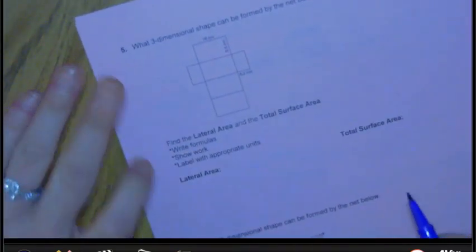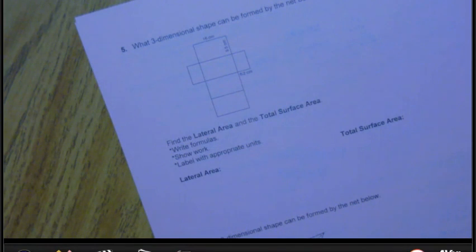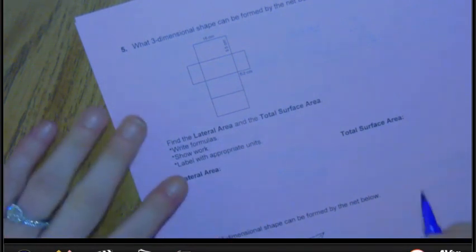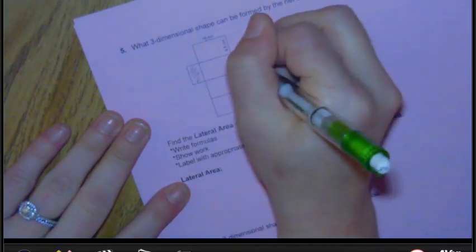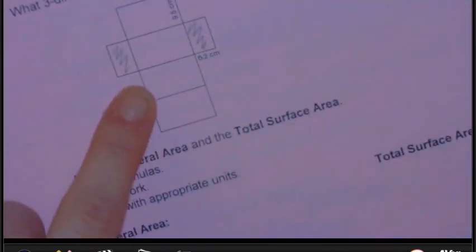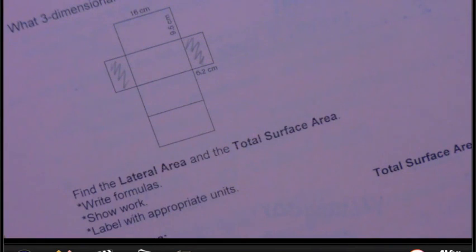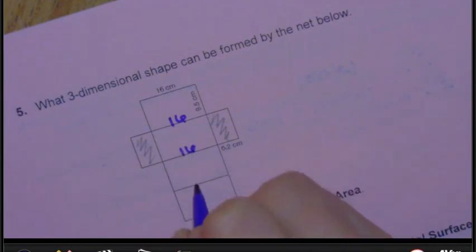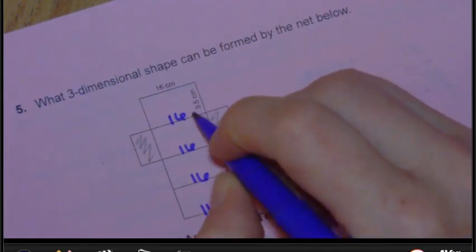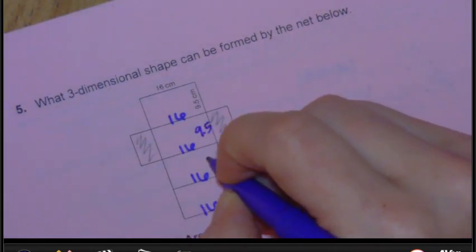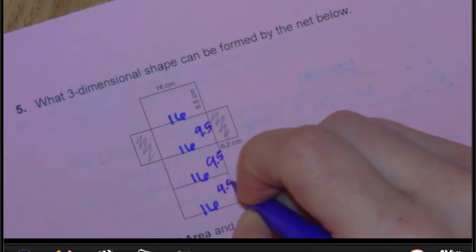All right, let's try it again. Number 5, I need to find the lateral and the total surface area of our rectangular prism. So I'm going to use these two little rectangles here as my base. And I've got all 4 of these rectangles here as my sides. Okay, I am told that all of these long sides are 16. All of this down is 16. 16, 16, and 16. Okay. This side here is 9.5, which means this is going to be 9.5. This is going to be 9.5. This is going to be 9.5.